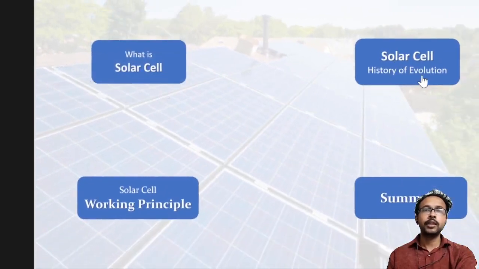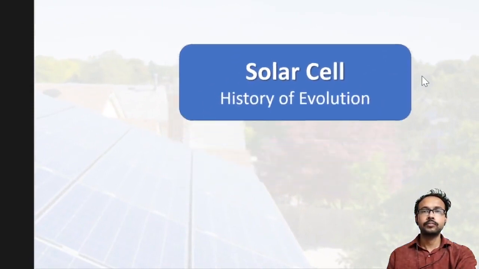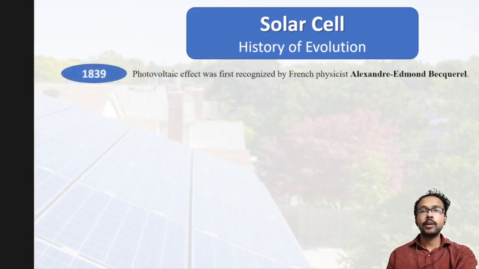Now let us have a look at the history of evolution of solar cell. Solar cell has gone through several stages before it has reached the modern form. The development of the solar cell starts from the work of French physicist Alexandre Edmond Becquerel. Becquerel discovered the photovoltaic effect while experimenting with a solid electrode in an electrolyte solution. He observed that voltage developed when light fell upon the electrode.